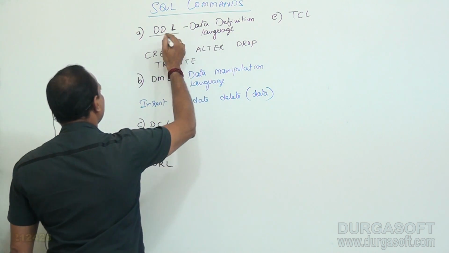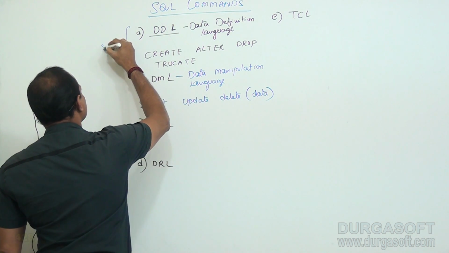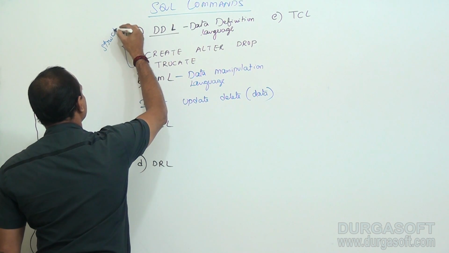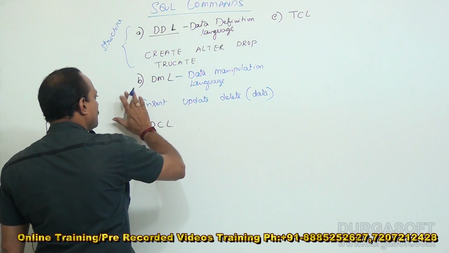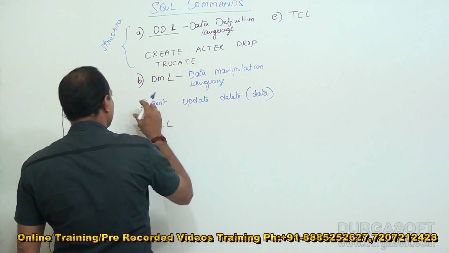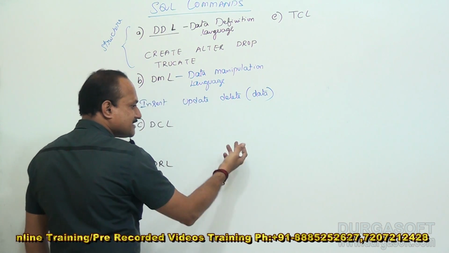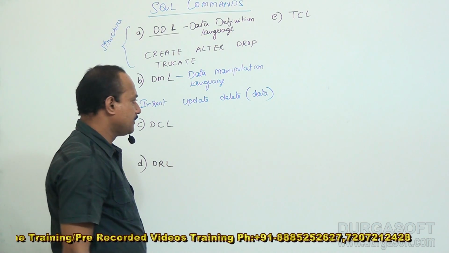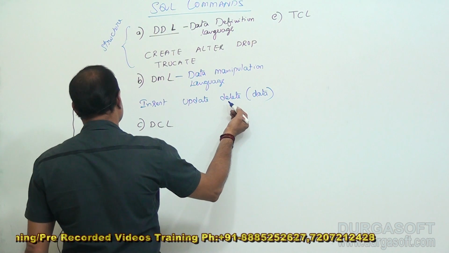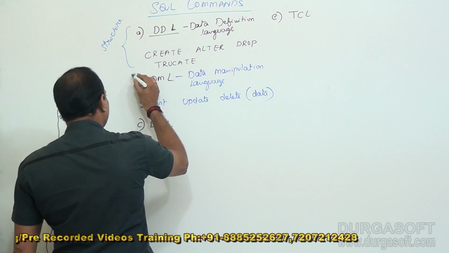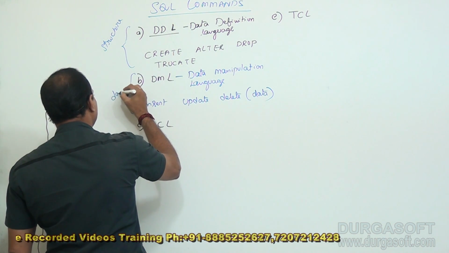The previous DDL commands are related to the structure of any database object. Now, if you want to enter data into the table, use insert. If you want to change the data, use update. If you want to delete the data, use delete. So all DML commands are related to data.